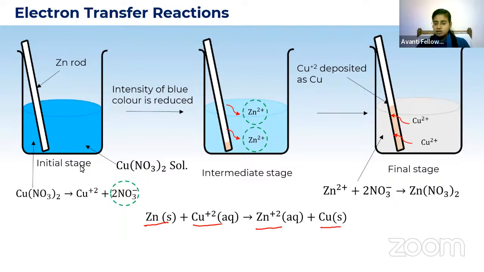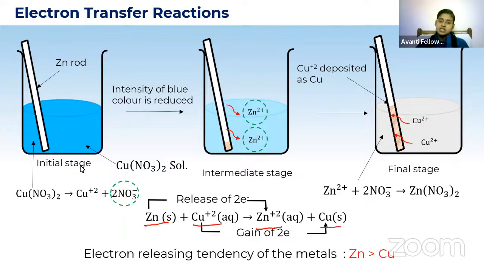So zinc is getting converted to zinc 2+ by the release of 2 electrons, and copper 2+ is getting converted to copper by the gain of 2 electrons. Zinc is able to release its electron more easily compared to copper. If you compare the electron releasing tendency of these two metals, zinc can release the electron more easily here in the intermediate stage than copper.